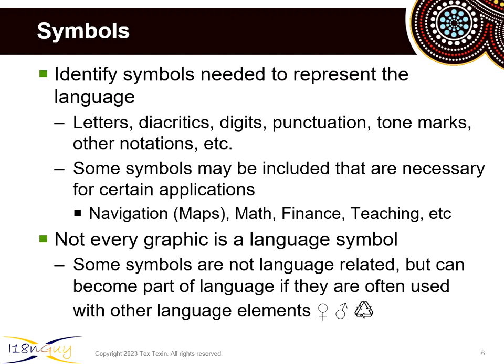For example, if you needed navigation, if that was important in what you're writing about, then you might include navigation symbols. Examples of symbols that are not language related, but become part of the language if they're used often enough, might be the symbols for female and male, or the recycling symbol. If they are used in print often enough, and especially as a part of the language, then you would want to include them in your writing system and in your script.